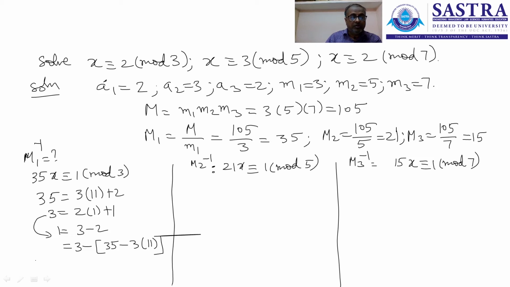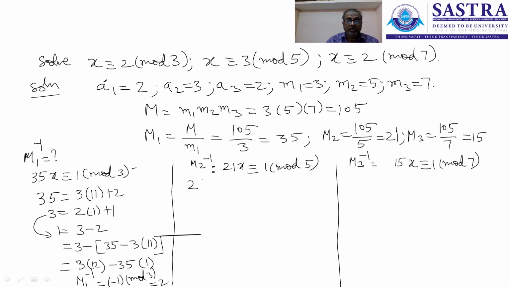Okay, so now 3 into 11. Now when I do this, I will have 35. I'll have like this: 3 into 12 minus 35 into 1. So your M1 inverse would be minus 1 mod 3, which would be 2. Good, because the coefficient of 35 is minus 1, so I have to reduce 1 from 3, which would be 2.